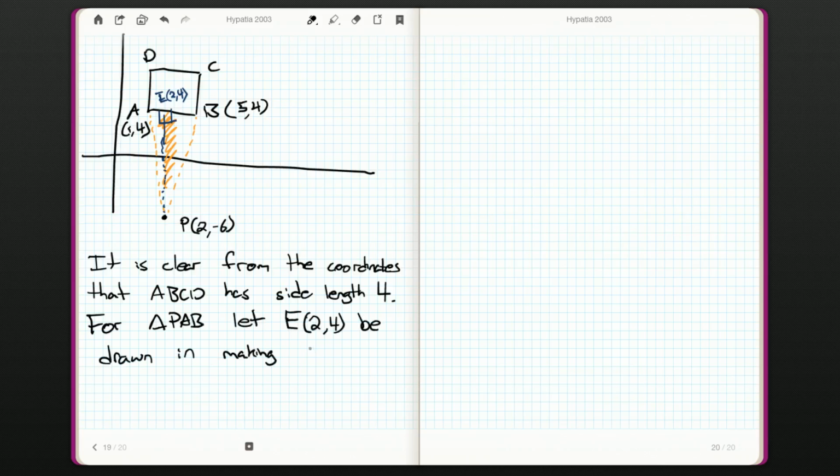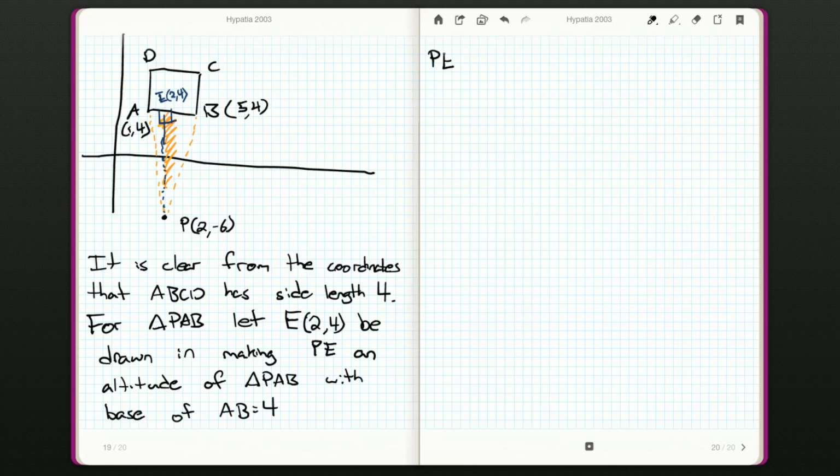So this is going to make PE an altitude, or a height, and we're going to have a base in this case of AB equals 4. So we have a base, and now our height. The length of PE is the difference in the y coordinates.